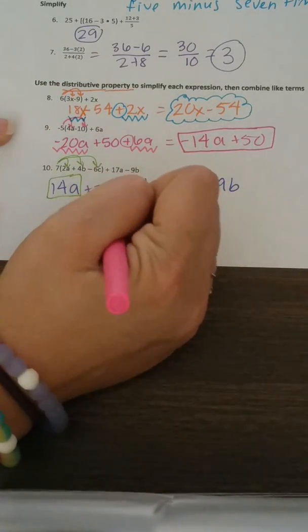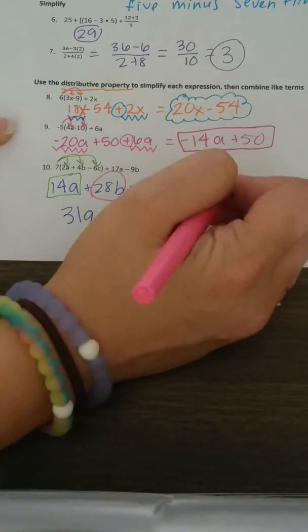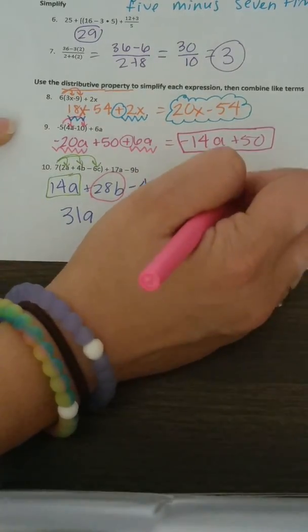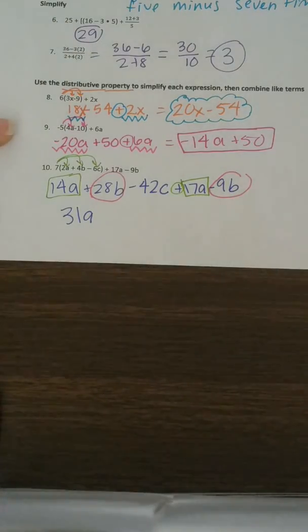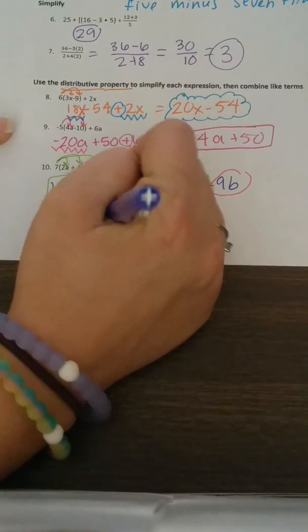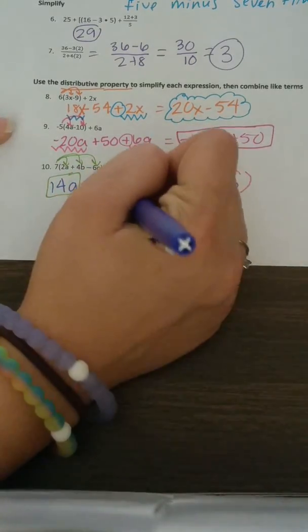All right, do we have any like terms with our b? Yes. Our minus 9b, so it's 28b minus 9b. 19b. Is it going to be a positive 19b or a negative? Positive. And then minus 42c.